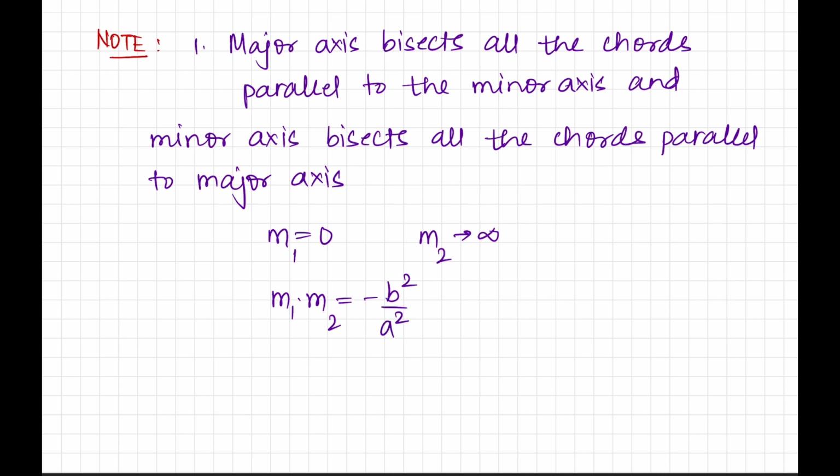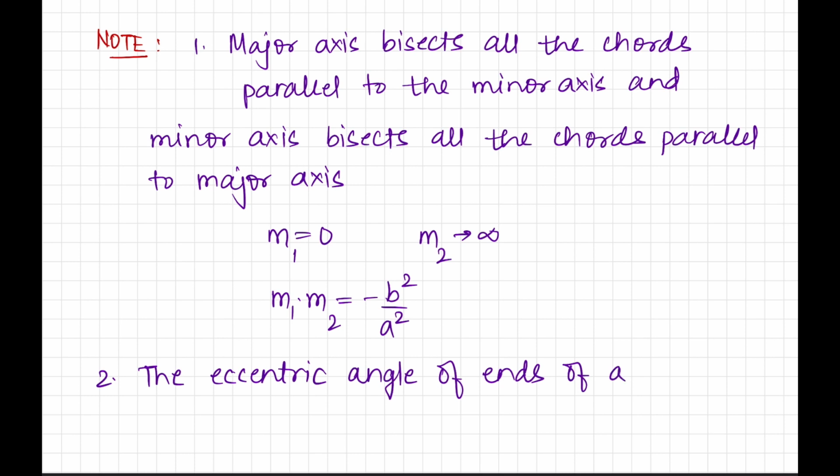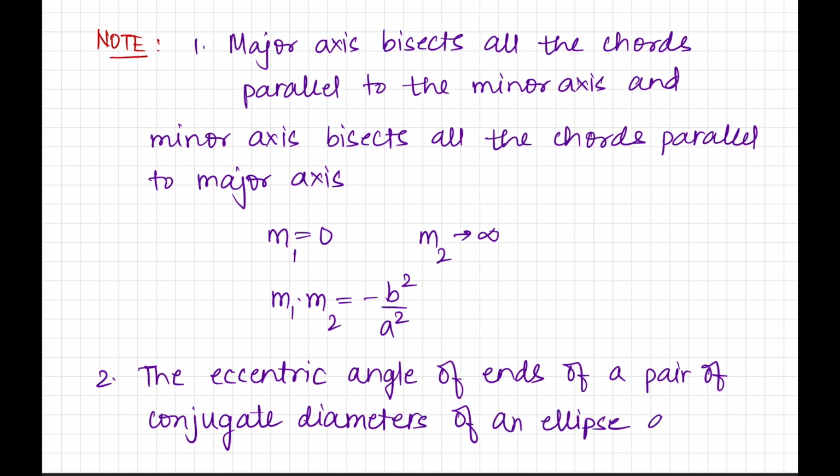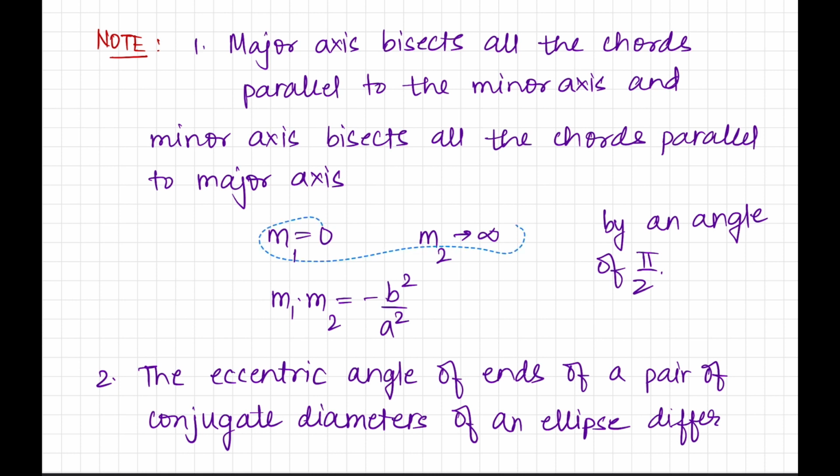Let us look at some other important points. The second point says the eccentric angles of the ends of a pair of conjugate diameters of an ellipse differ by an angle of 90 degrees, that is pi by 2. Just to put things properly, let me arrange this a little.